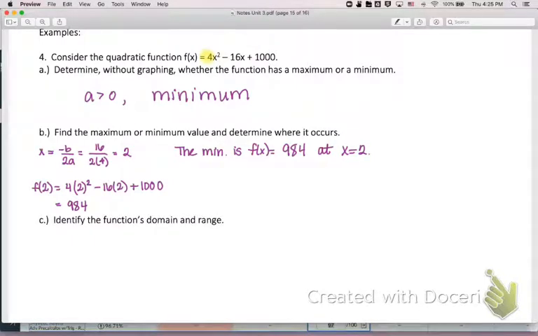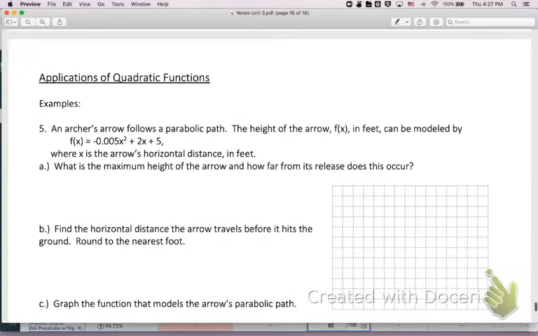All right, now it wants to know the domain and the range. Well, the domain is easy. For quadratics, the domain is always negative infinity to positive infinity. The range is a little bit trickier without looking at the graph, but we have all the information that we need. We know that this is a minimum, which means our parabola opens up. And we know that the y value here is at 984. So the range is that we start at 984 and it goes up to positive infinity. And that's it.